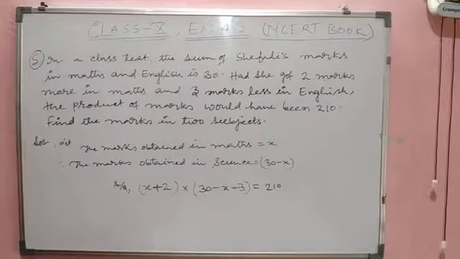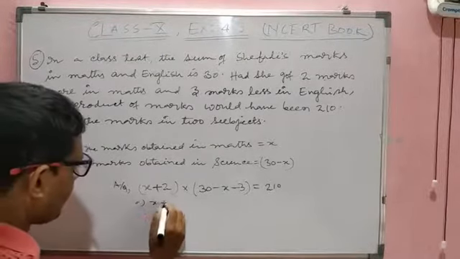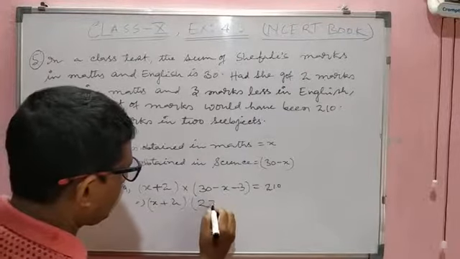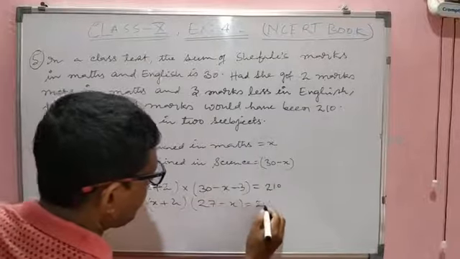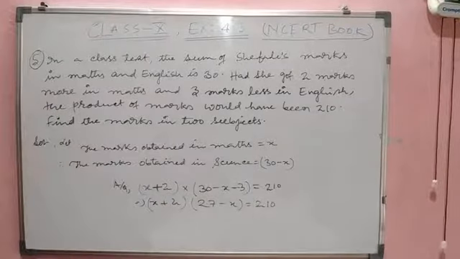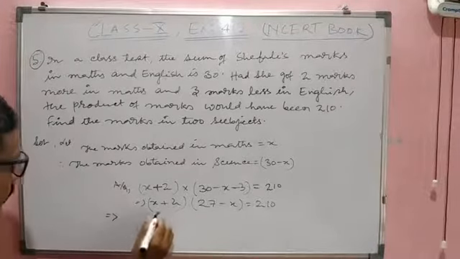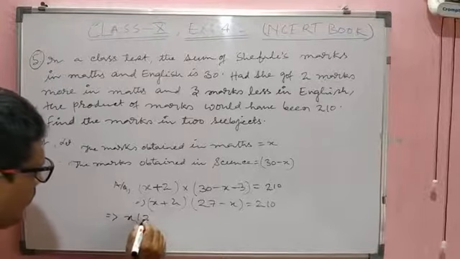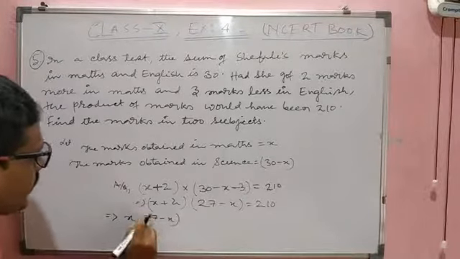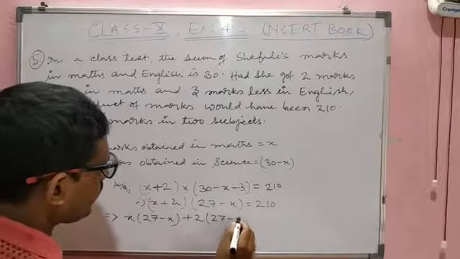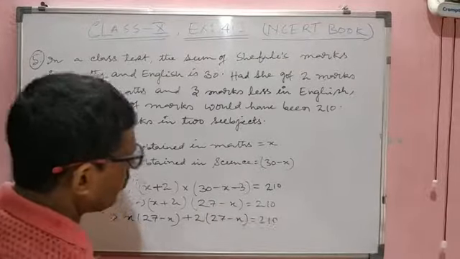Now let us simplify this. It will be (x plus 2) times (27 minus x) equals 210. If we multiply this, we get x into (27 minus x), this into this, plus 2 into (27 minus x) equals 210.